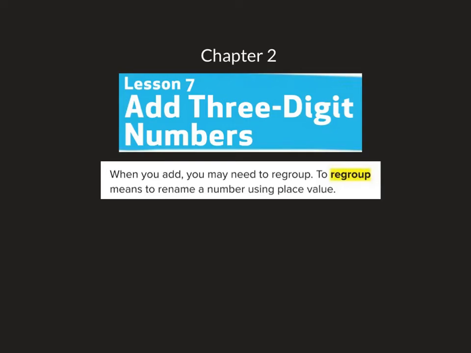Hello and welcome to Chapter 2, Lesson 7. Today we're going to be talking about adding 3-digit numbers. So that's numbers that have digits in the hundreds place, 736 or 127, right? Those are all 3-digit numbers, 1, 2, 3 digits.